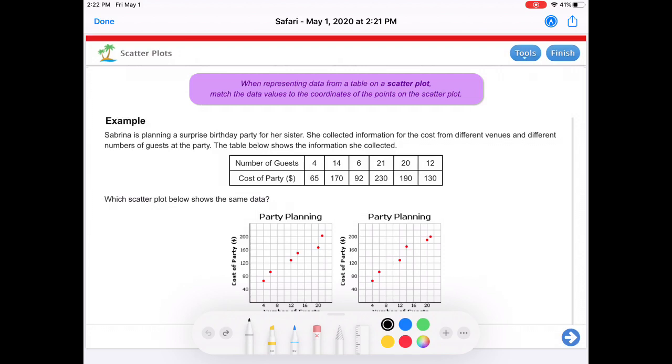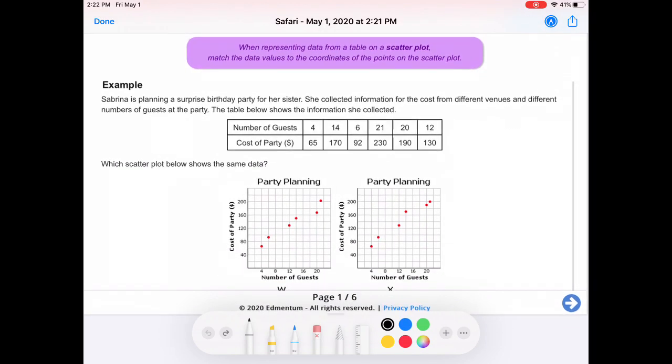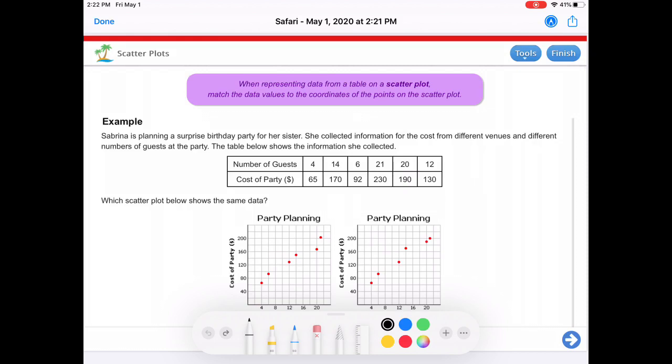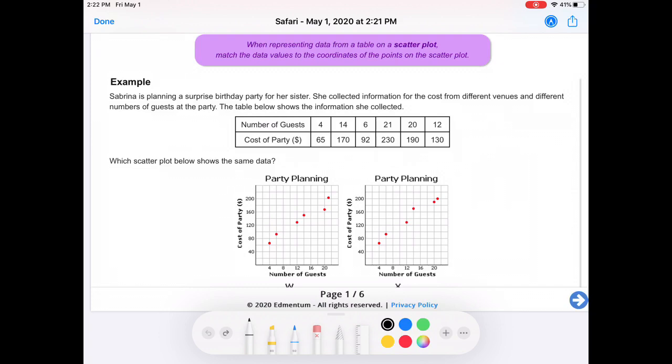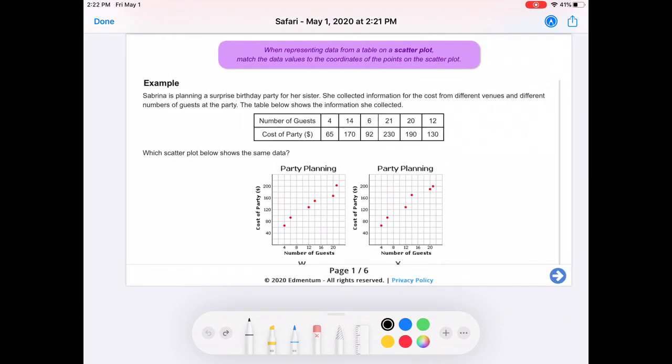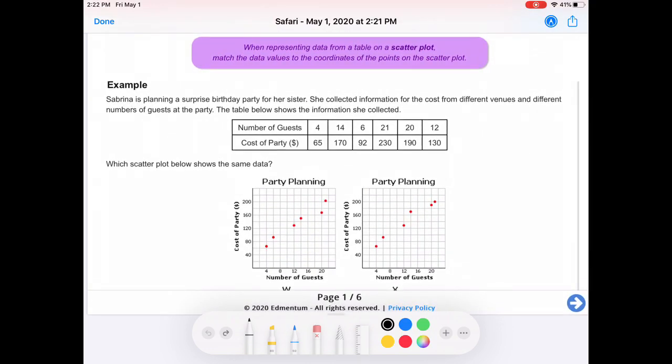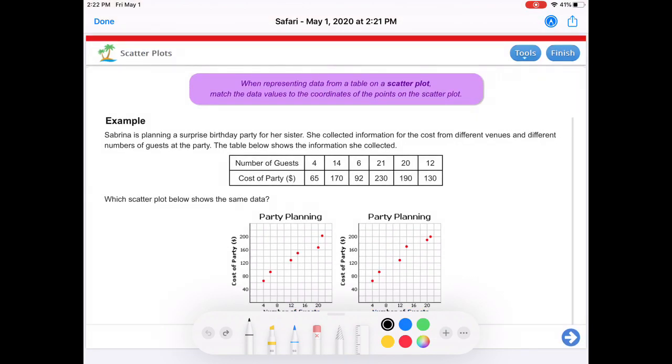And she plotted this to look at how the cost of the party relates to the number of guests. So the most important thing to recognize here is what the axes are telling us. You'll notice the horizontal axis is the number of guests, and the cost of the party is the vertical axis. So when we're plotting 4, 65; 14, 170; 6, 92; and so on, the different points in this table right here, we have to pay attention to the labels on the axes.